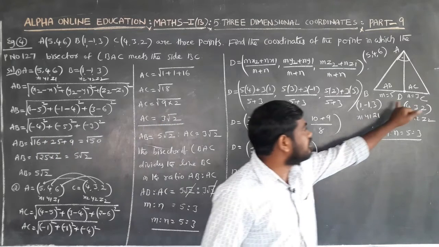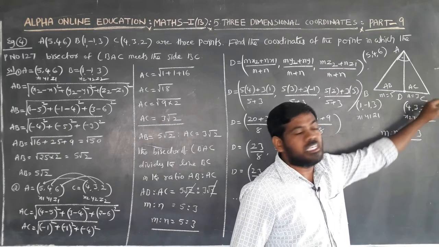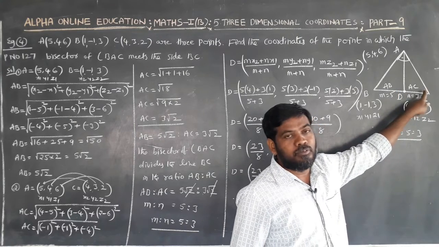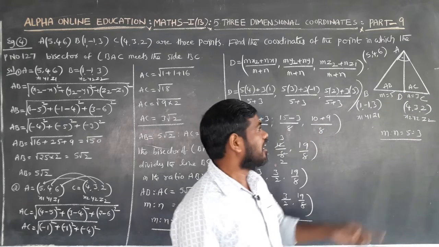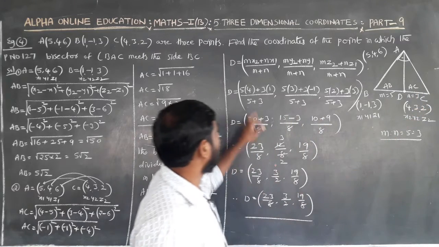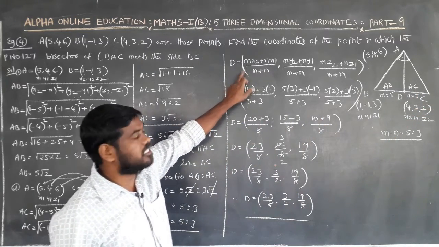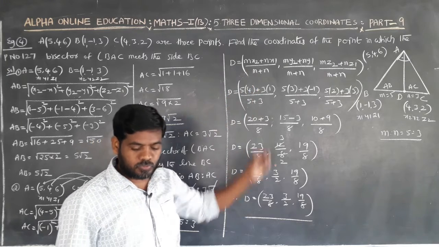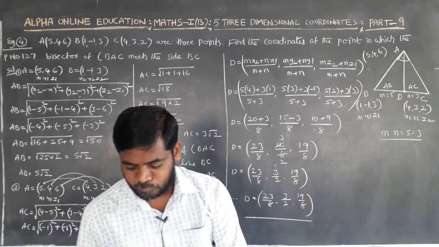Here D divides the line segment BC in the ratio AB is to AC, like AB is M and AC is N. The coordinates of the point D are given by this formula: substitute the values and simplify.